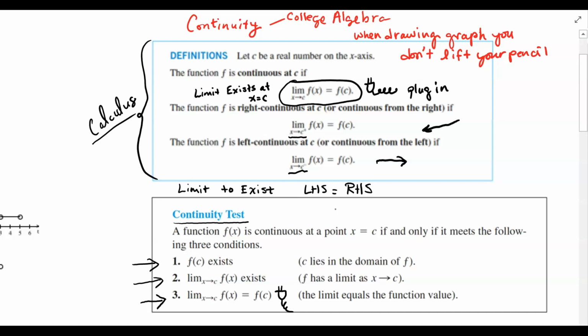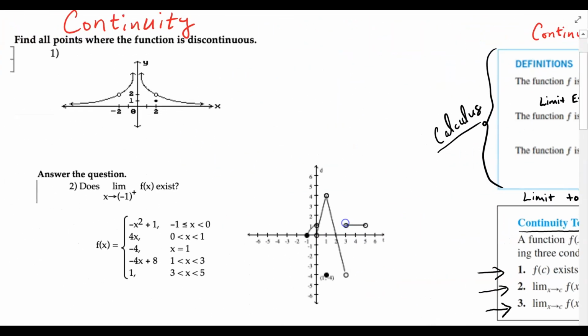So we've got some understanding about continuity. We talked about the college algebra definition that we've learned before. We talked about the calculus definition with limits. Now let's apply what we just learned and solve some problems here. Find all the points on number 1 where the function is discontinuous. So I'm going to point out that I've got 2 holes on the graph.